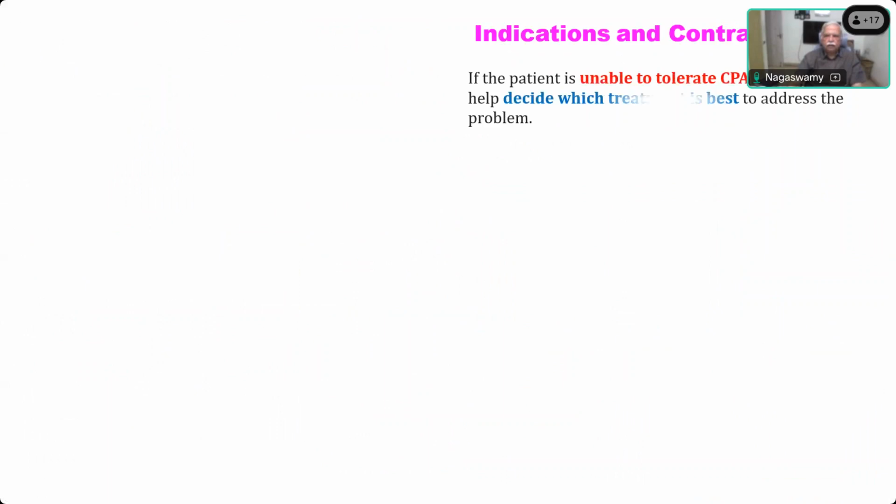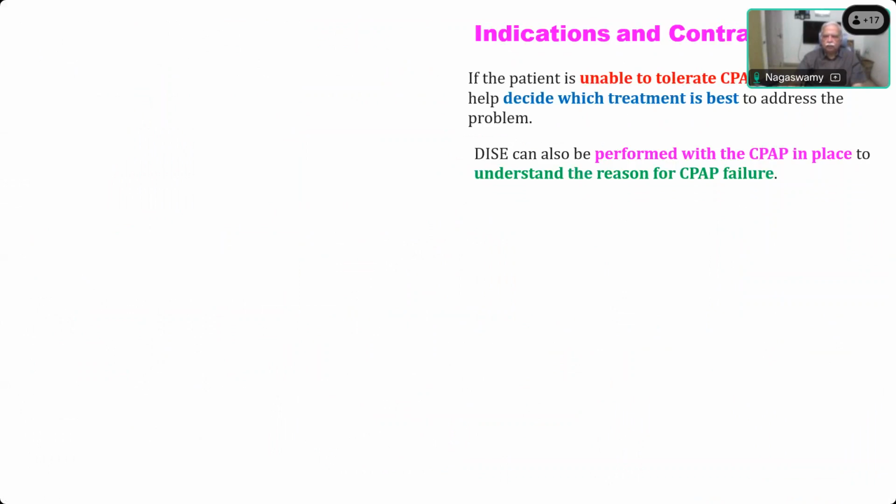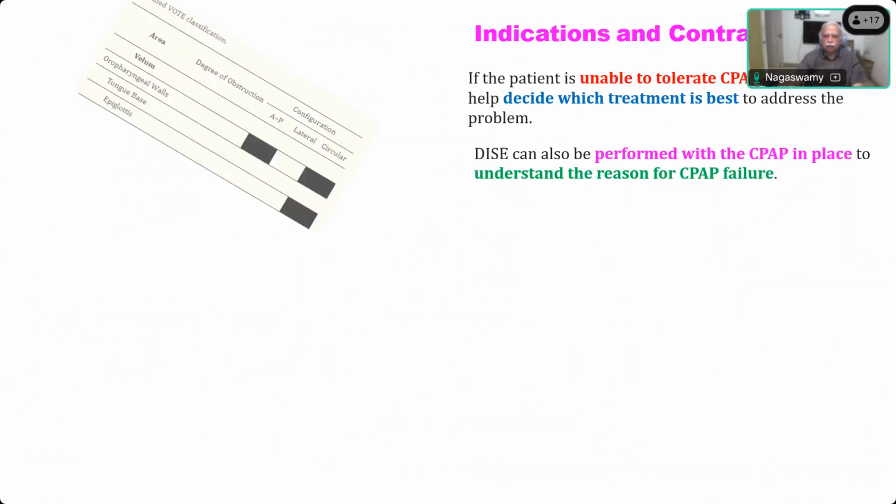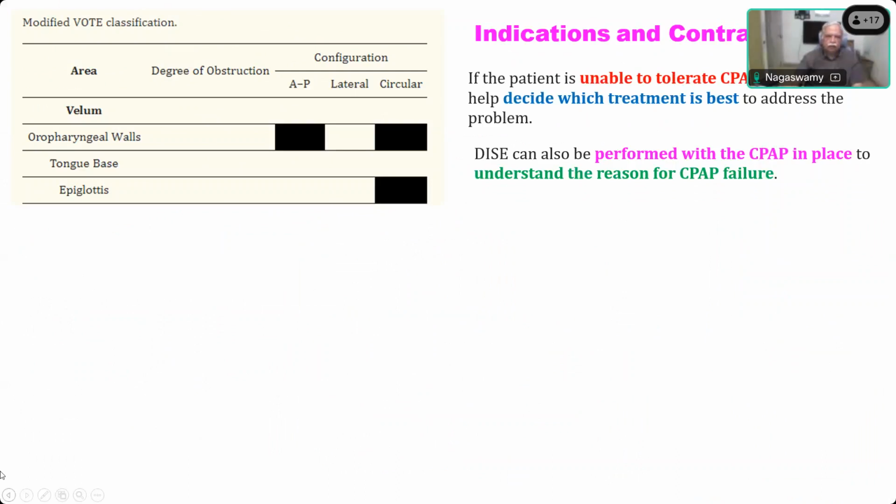Now, what are the indications for doing this test? If the patient is unable to tolerate CPAP or BiPAP, to decide which treatment is best for them, you can do this. It's also performed to understand why there is a failure of CPAP and what are all the areas we look at. The velum, that is the soft palate, oropharyngeal walls, tongue base, and epiglottis. So you take the first letters and produce an acronym called the VOTE classification. And the configuration we have to see in the anteroposterior, lateral, and circular three positions, and the degree of obstruction, and this is how the reporting is done.